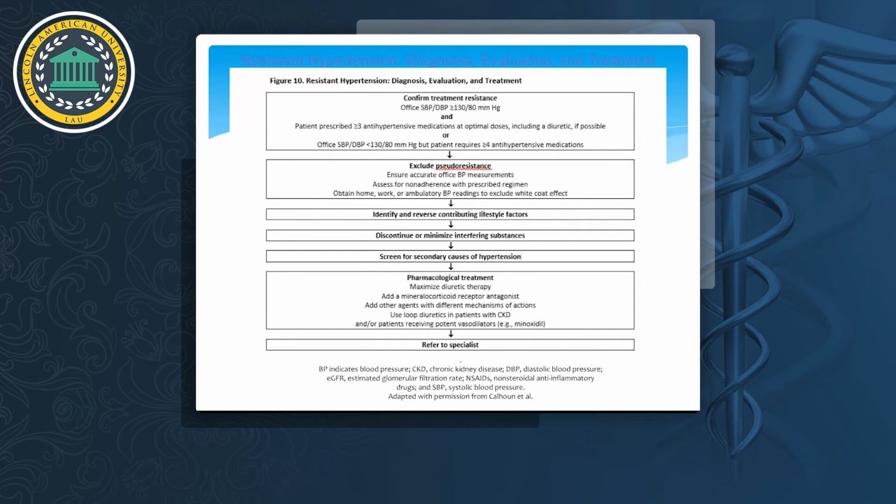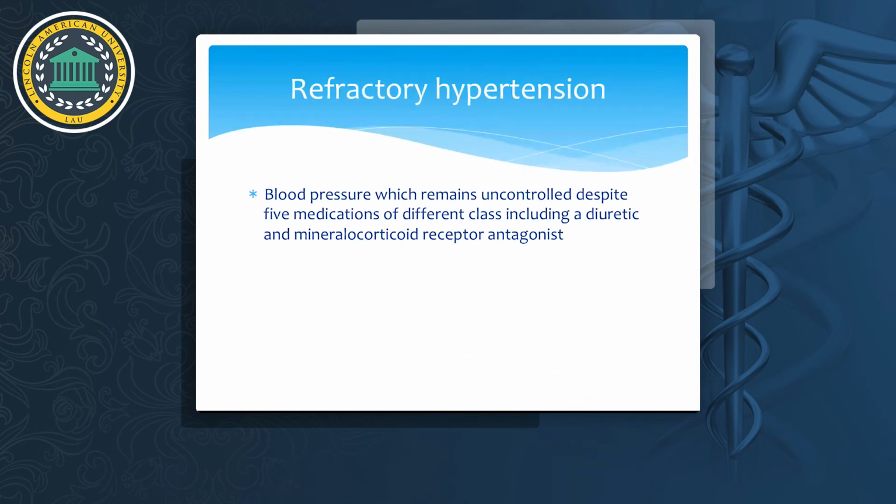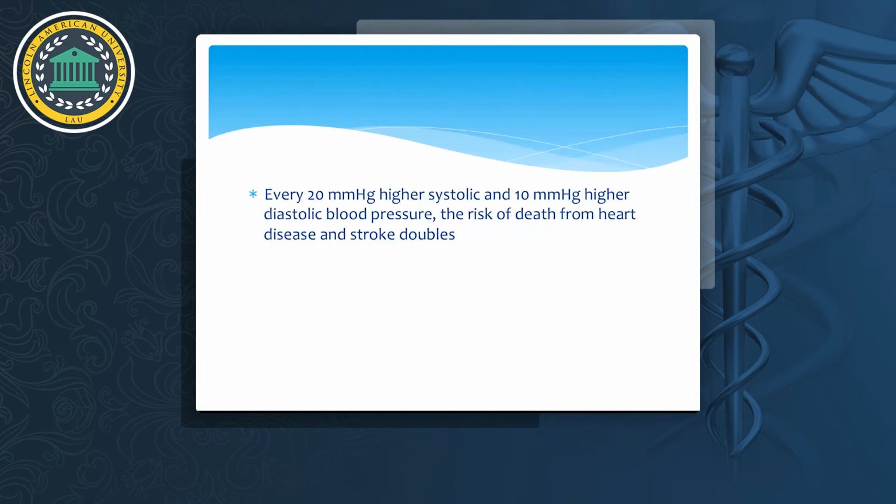Then you identify and reverse contributing lifestyle factors, discontinue or minimize interfering substances, and screen for secondary causes of hypertension. And then you start optimizing the pharmacological treatment. Blood pressure which remains uncontrolled despite 5 medications of different classes, including a diuretic and a mineralocorticoid receptor antagonist, is called refractory hypertension. For every 20 millimeters of mercury higher systolic and 10 millimeters of mercury higher diastolic blood pressure, the risk of death from heart disease and stroke doubles.